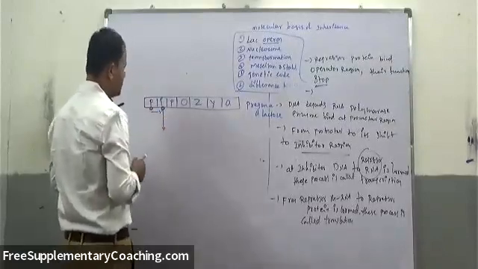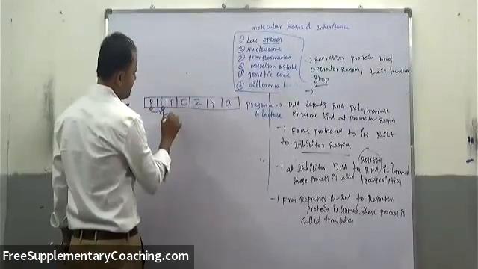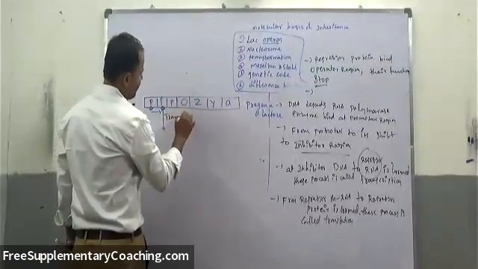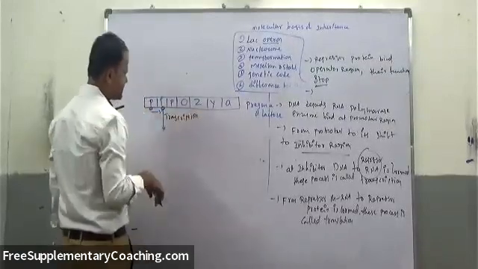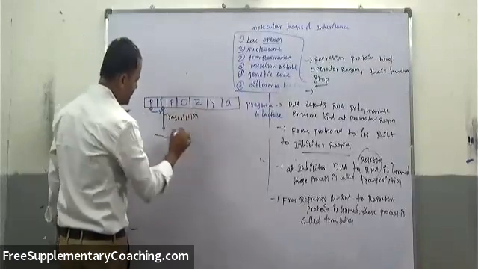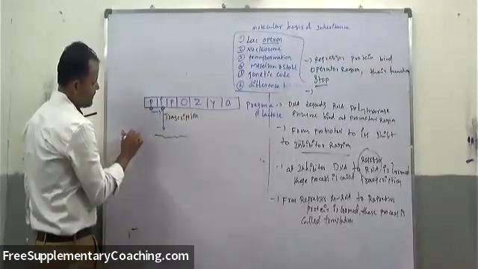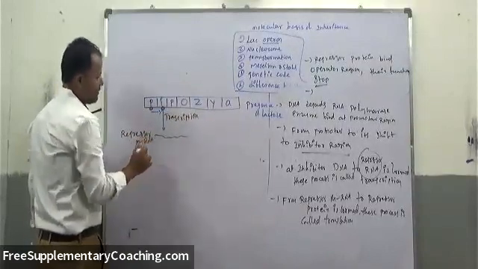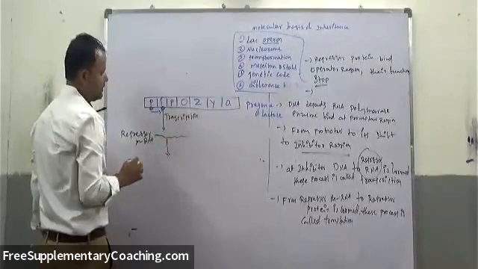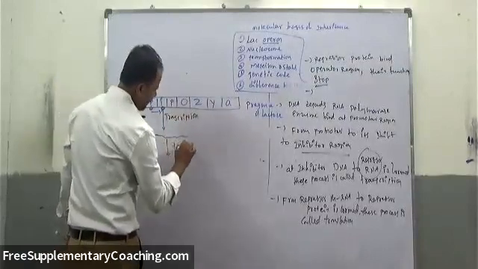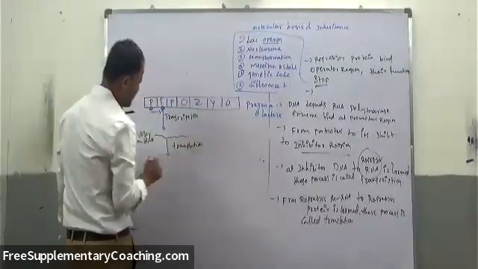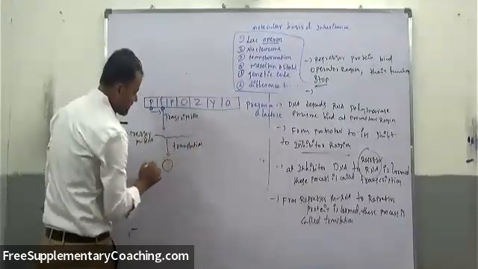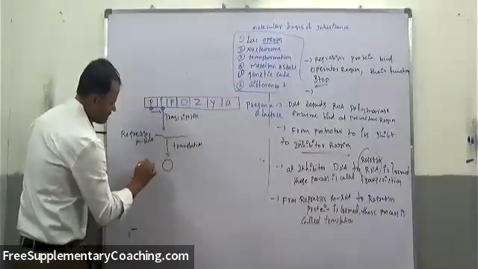The I gene undergoes transcription and forms a repressor mRNA. The repressor mRNA undergoes translation and forms a repressor protein.